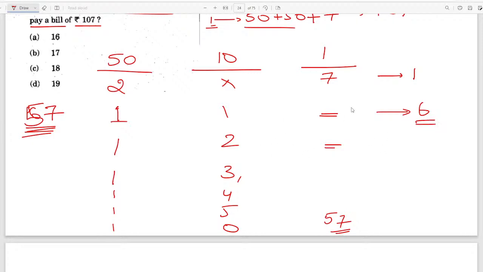I hope this is clear till now. If you use 2 50 rupee notes, there is only one way in which you can pay. And if you use one 50 rupee note, you have 6 ways. That is, you use 0 10 rupee notes, 1 10 rupee note, 2 10 rupee notes, 3, 4, or 5 10 rupee notes. I hope this is clear. Is this clear till now? If you have any doubts till now, please ask.